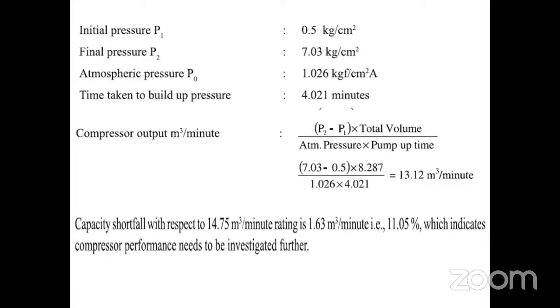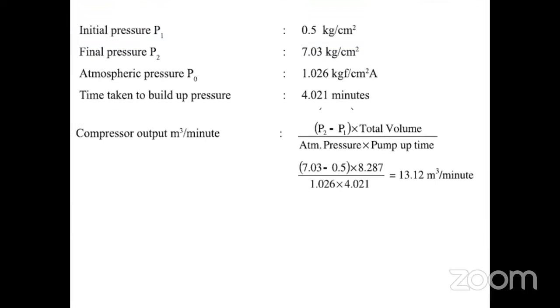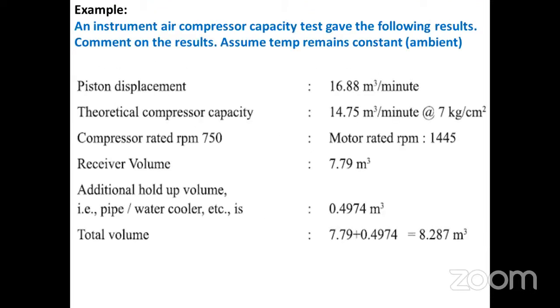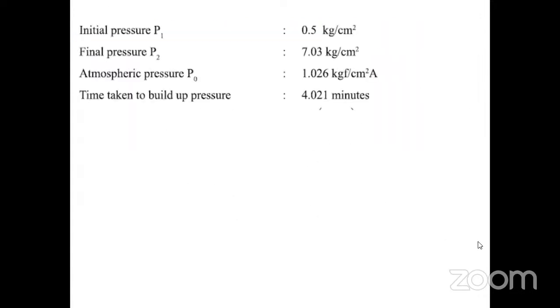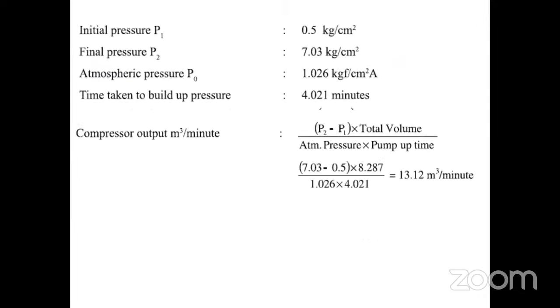Actually, the capacity should be 14.75 meter cube per minute. Compressor performance needs to be investigated further. It is coming up short. We saw the capacity 14.75, that is nameplate. Actually coming is 13.1.